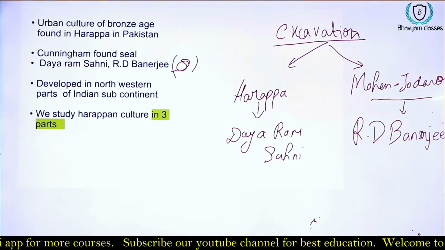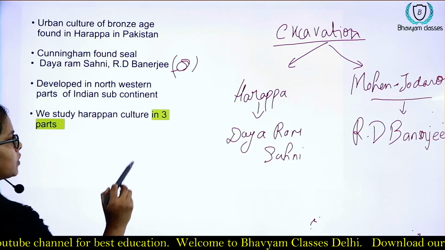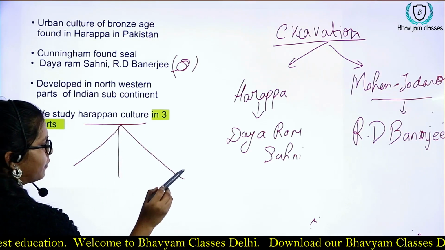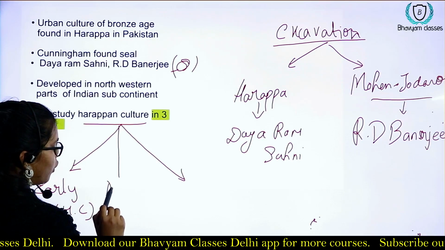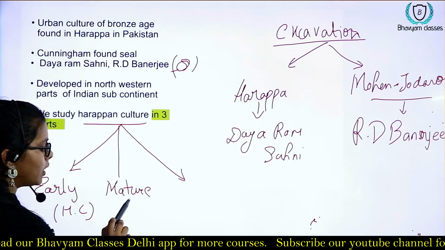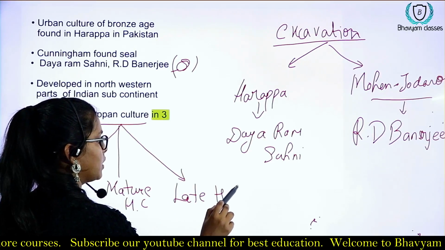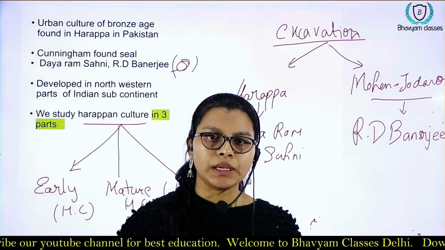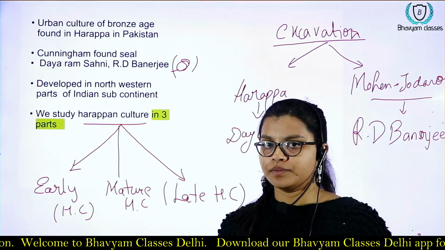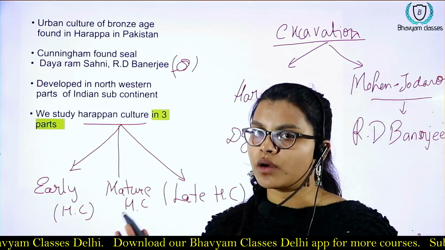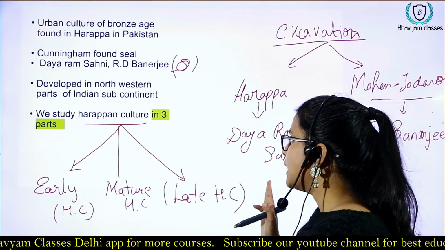So as I told you the excavations, now we will study in how many parts we study Indus Valley Civilization or Harappan Civilization. So we study Harappan culture in three different parts. One is your early Harappan culture, then is your mature Harappan culture, and then comes your late Harappan culture. Fine. So we study Harappan culture in three parts on the basis of the progress in pottery, on the basis of progress in town planning, on the basis of progress of trade. We bifurcate or we divide the Harappan culture into three different parts. First is your early, then comes your mature, and then comes your late Harappan civilization.